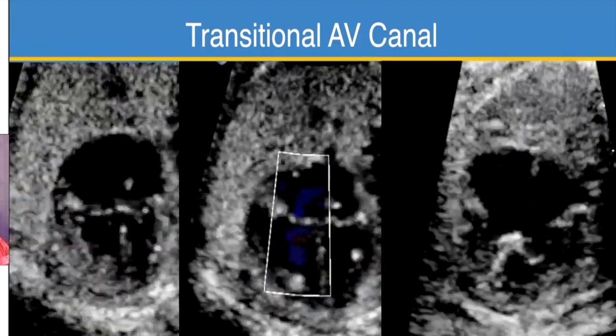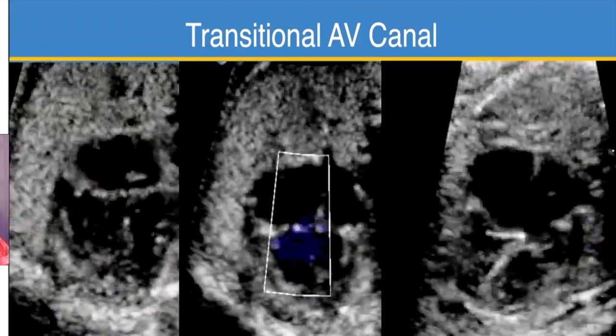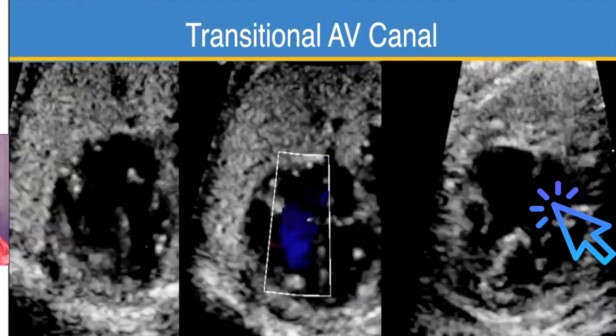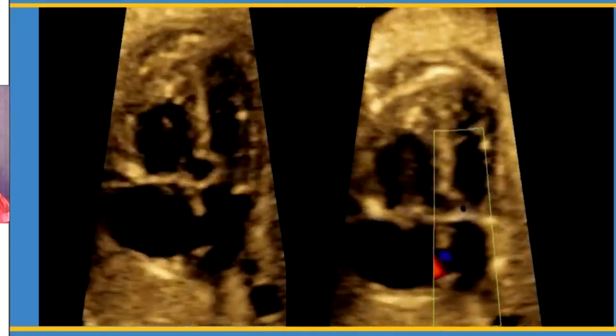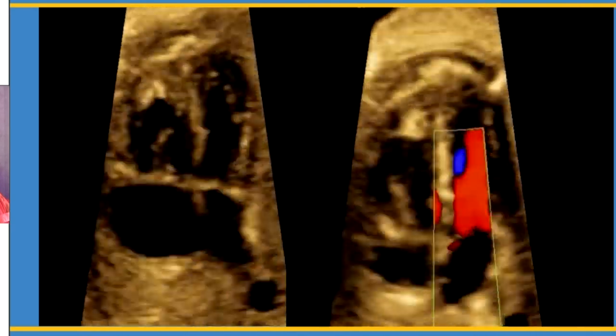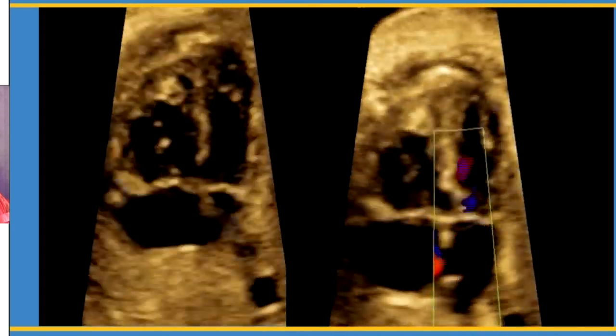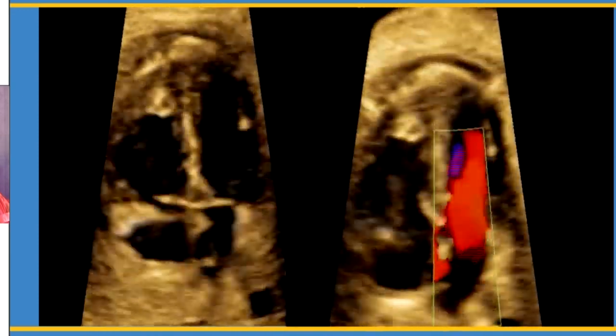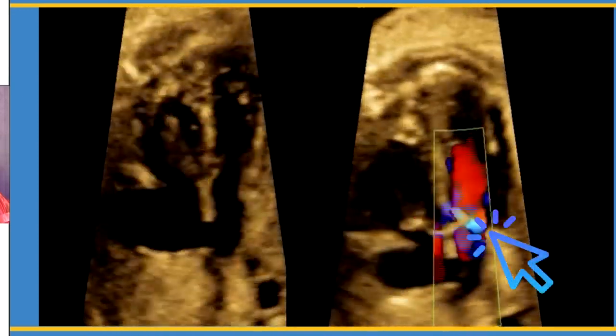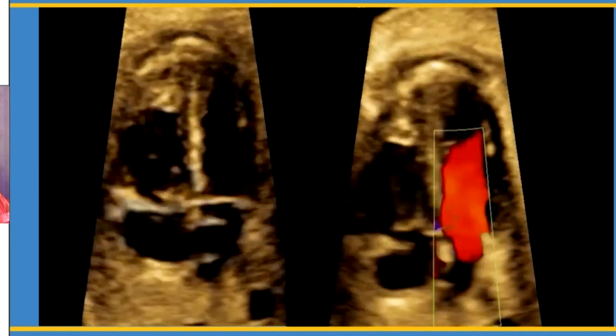Here you could see again a transitional canal. This has a very large primary atrial septal defect and a very small ventricular septal defect. Here's another transitional canal. You could actually see on the left side the valvar tissue partially closing the ventricular septum, and you can see mitral regurgitation over here from the cleft.